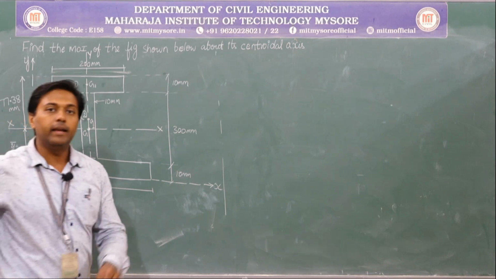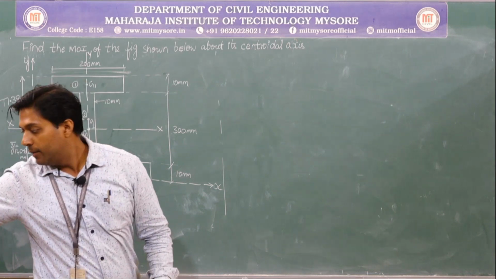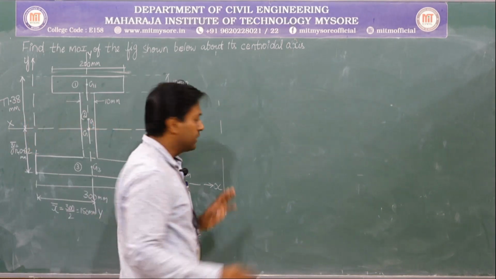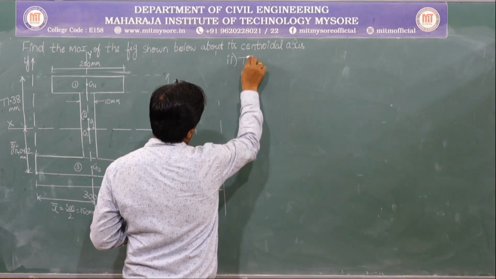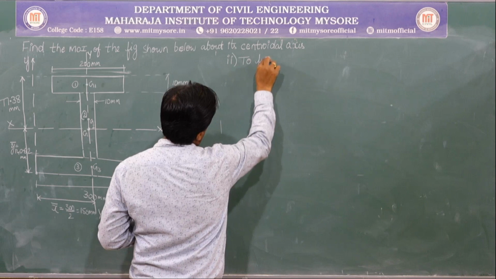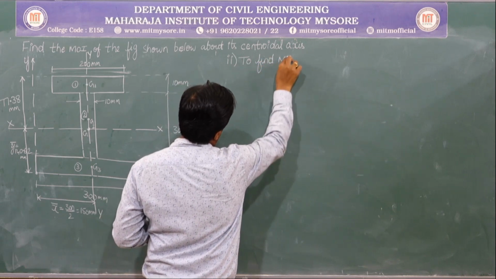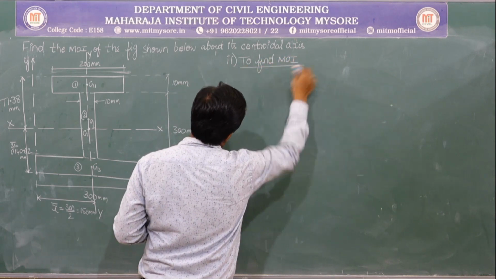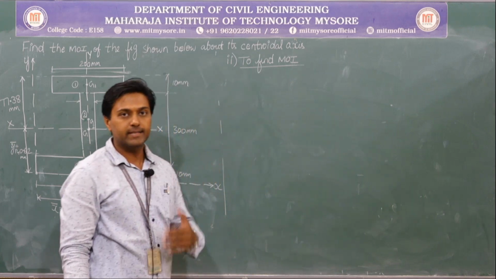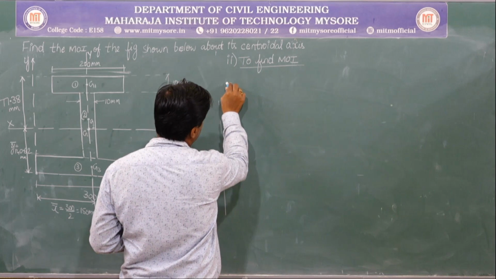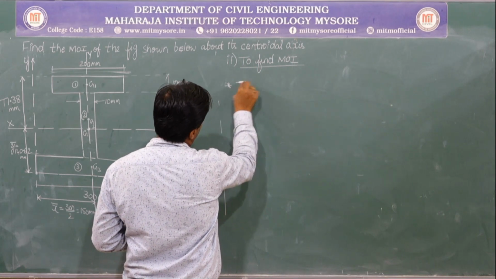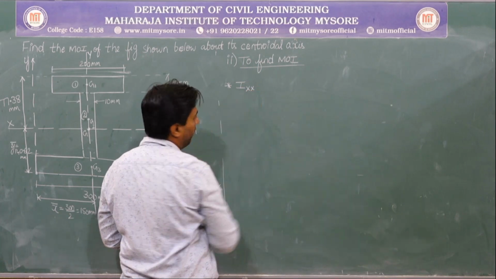So now let me start with the calculations of moment of inertia. So now to find the moment of inertia, here also we have two. One is about x-x axis and one more is about y-y axis. So first let me go with x-x axis. So it is Ixx I am in need of.